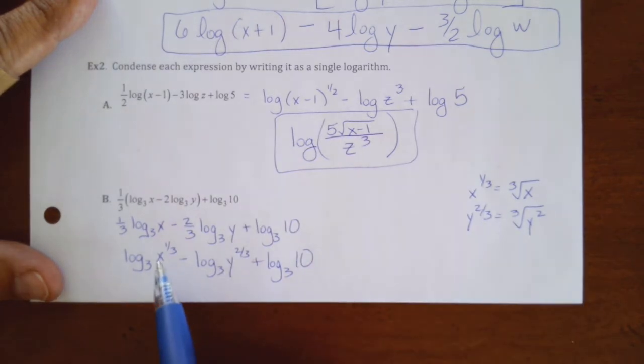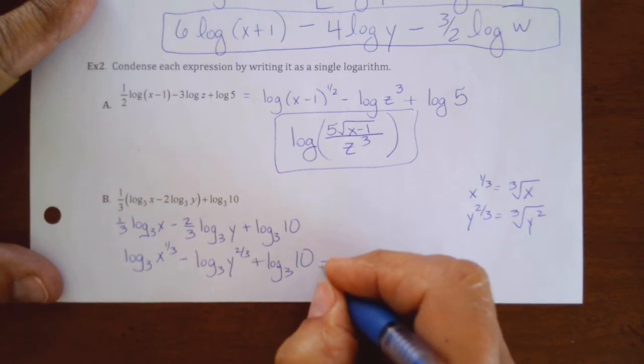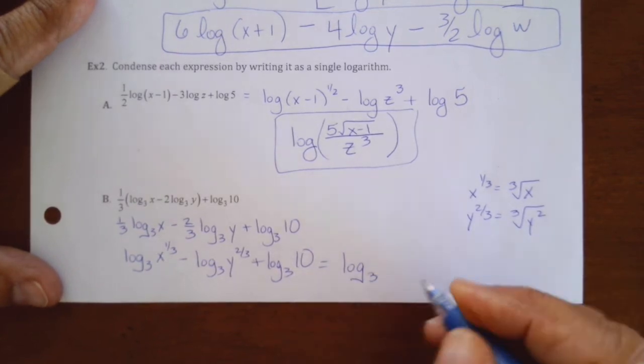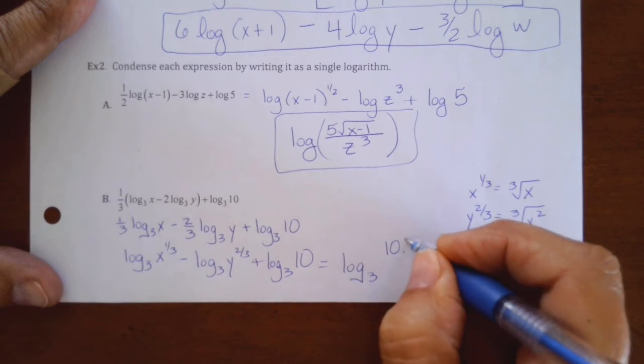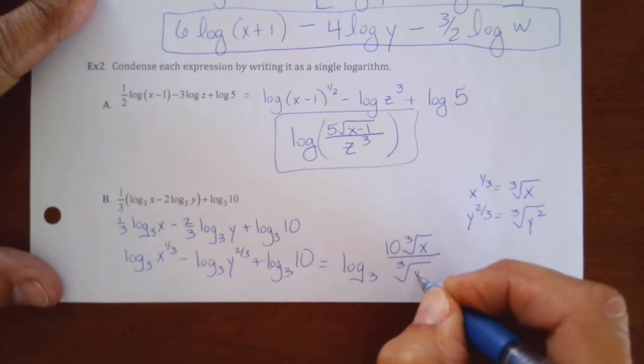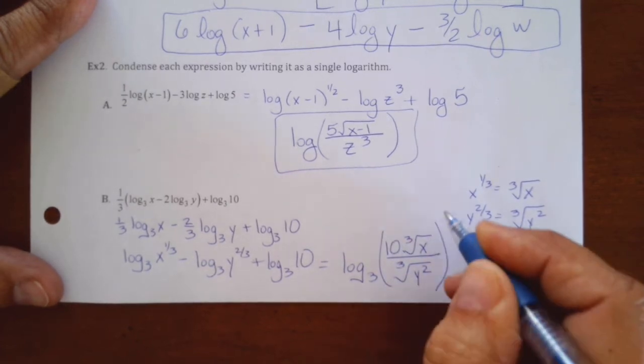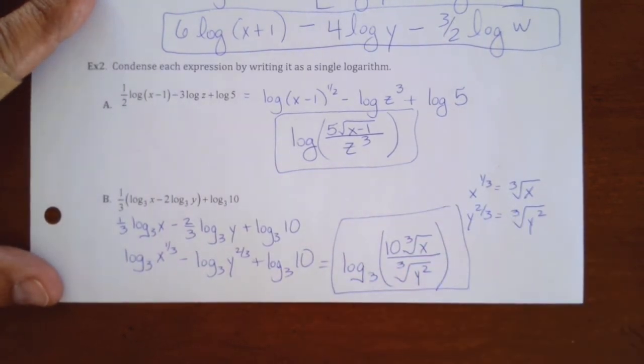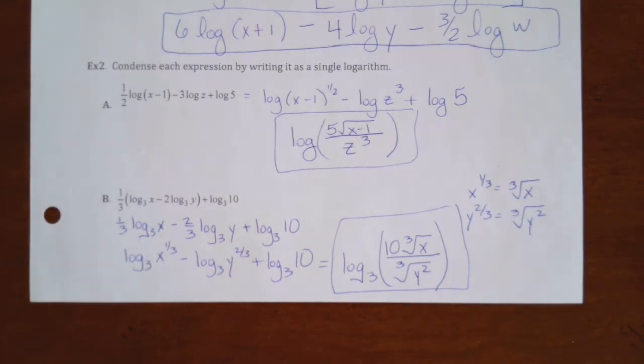So look at your positive things again. Positive, these are the top, that'll be multiplied together. This will be in the bottom because of the minus. So we can condense it down to 1 log, 10 times the cube root of x over the cube root of y squared. So that's your 1 log condensing down. All right, so the properties are not hard. You just got to remember, you divide when you see subtraction and you multiply when you see positive logs.